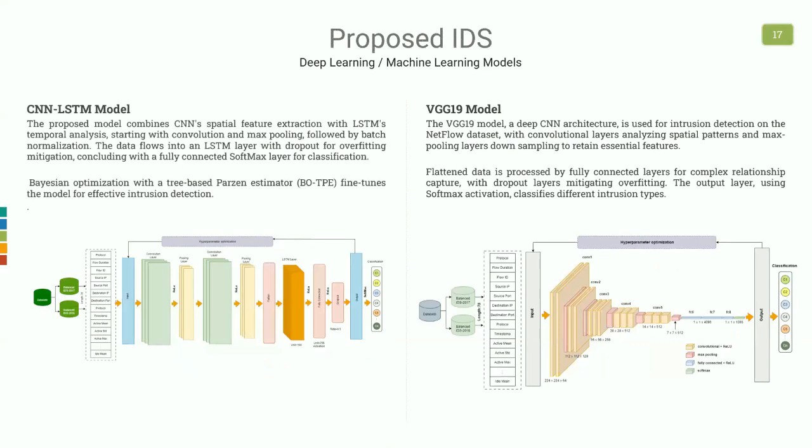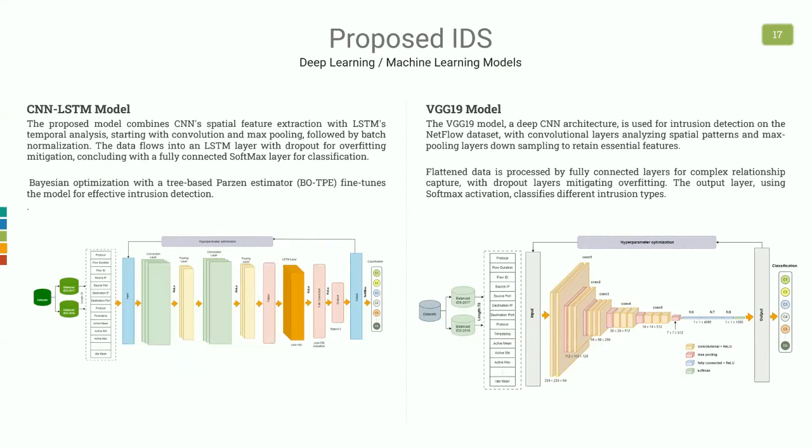The hybrid combination of convolutional neural network and long short-term memory model combines the convolutional neural network's spatial feature extraction with long short-term memory's temporal analysis, starting with convolution and max pooling, followed by batch normalization. The data flows into the LSTM layer with dropout for overfitting mitigation, concluding with a fully connected softmax layer for classification.